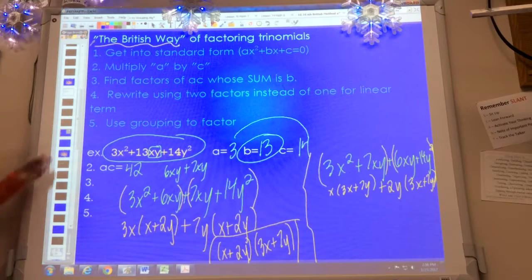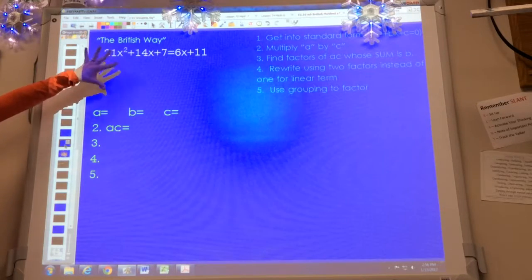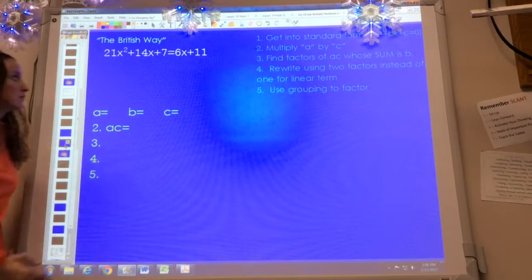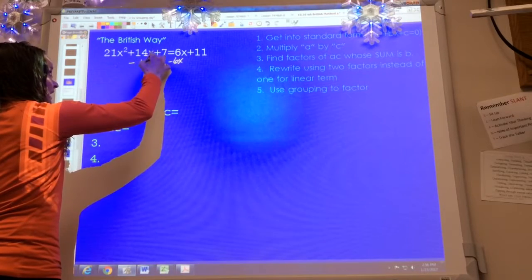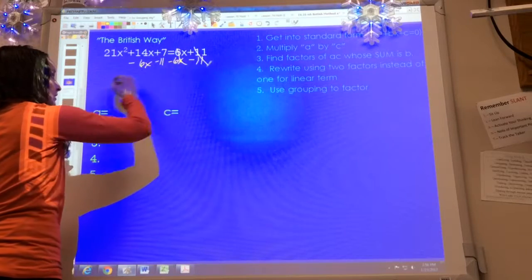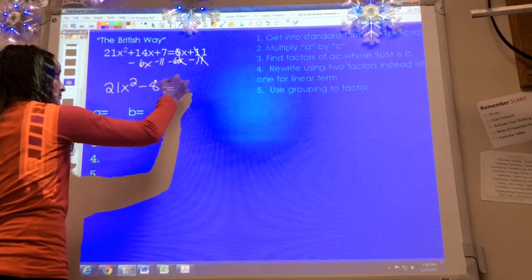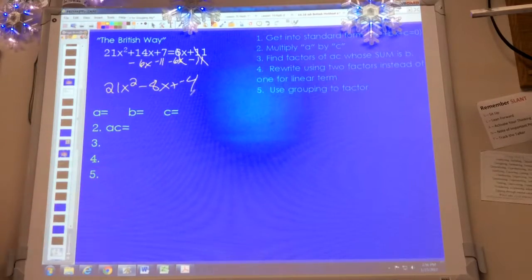Same answer. Now, a couple of yours today might try to trick you. What would we have to move to get it into standard form? 6. How would we do that? Subtract. We would subtract, and then we would have a jolly old time doing our next steps.